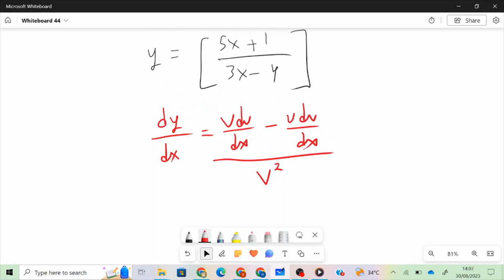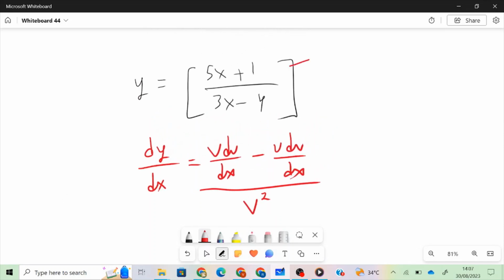Now you can go right here to the question and just label our u and v. This is our u, the numerator, 5x plus 1, and our v is 3x minus 4, which is the denominator, v.